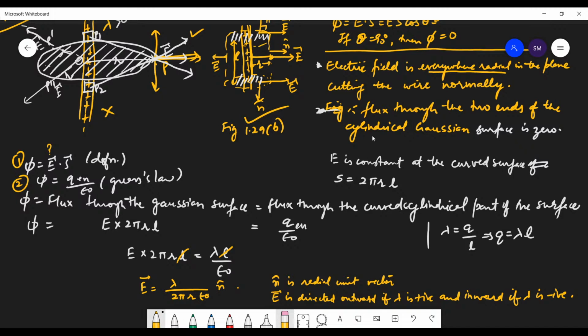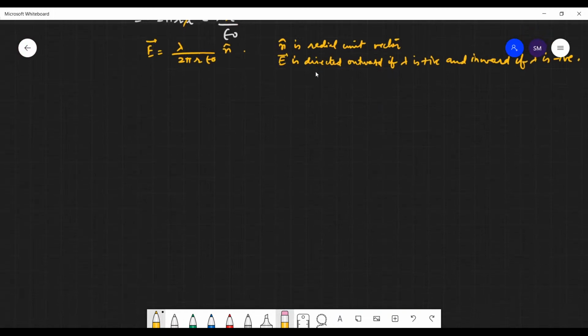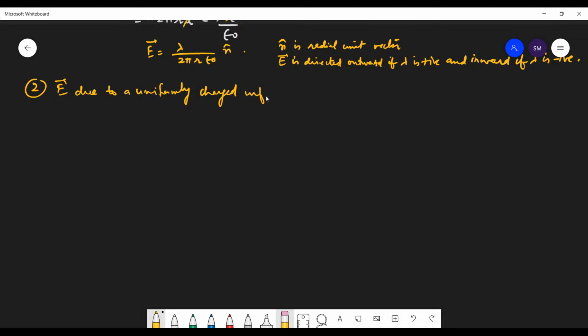Now the next application of the Gauss law is the field due to a uniformly charged infinite plane sheet. So the second application is the field. Field means electric field, that is what we need to find out: the electric field due to a uniformly charged infinite plane sheet.